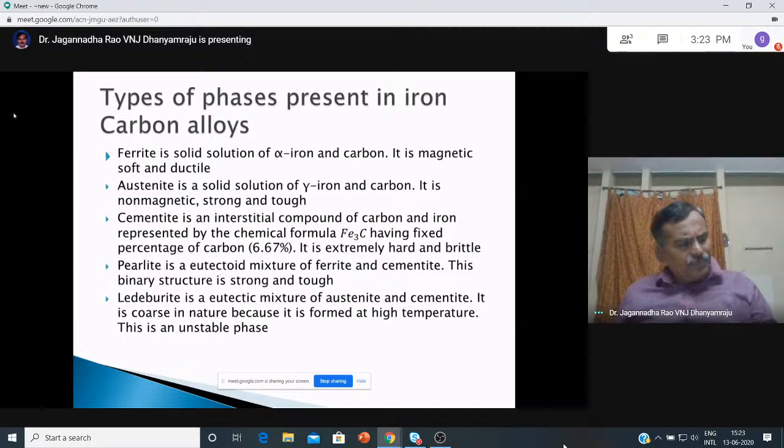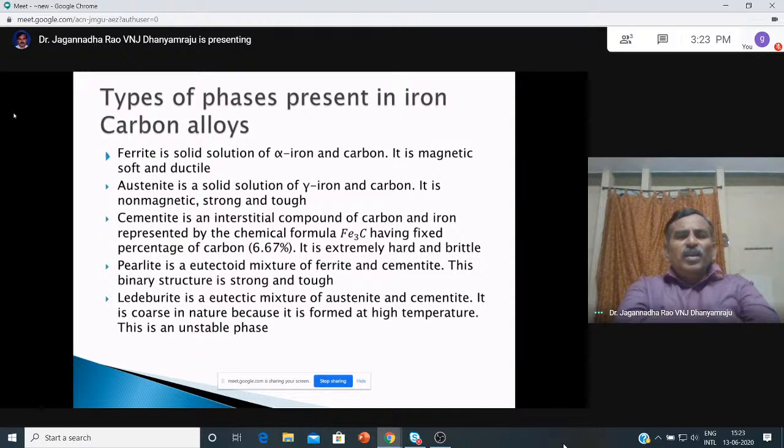Now let us see various types of phases that are present in iron carbon alloys. One is ferrite. Ferrite is a solid solution of carbon in alpha iron. And of course, ferrite is magnetic, and it is soft and ductile.